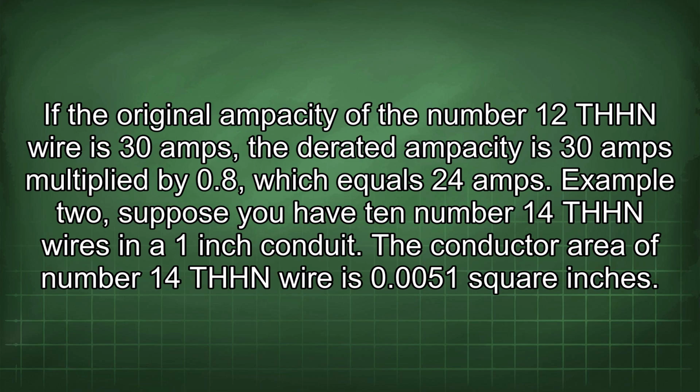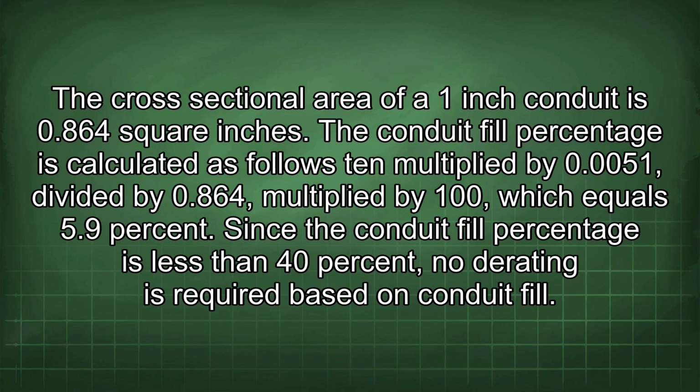Example 2. Suppose you have 10 number 14 THHN wires in a 1 inch conduit. The conductor area of number 14 THHN wire is 0.51 square inches. The cross-sectional area of a 1 inch conduit is 0.864 square inches. The conduit fill percentage is calculated as follows: 10 multiplied by 0.51 divided by 0.864 multiplied by 100, which equals 5.9%. Since the conduit fill percentage is less than 40%, no derating is required based on conduit fill.